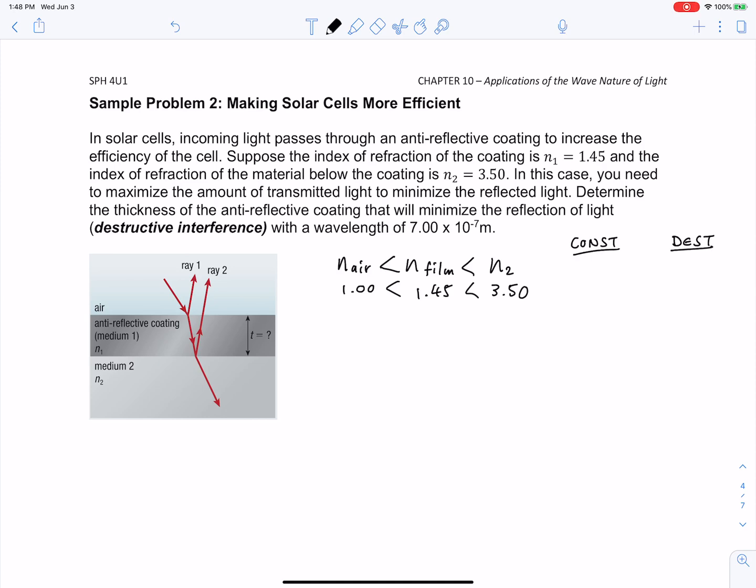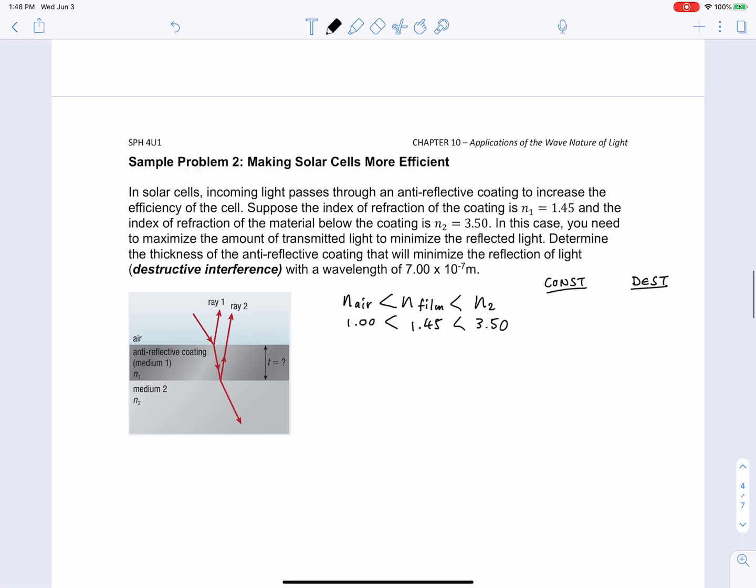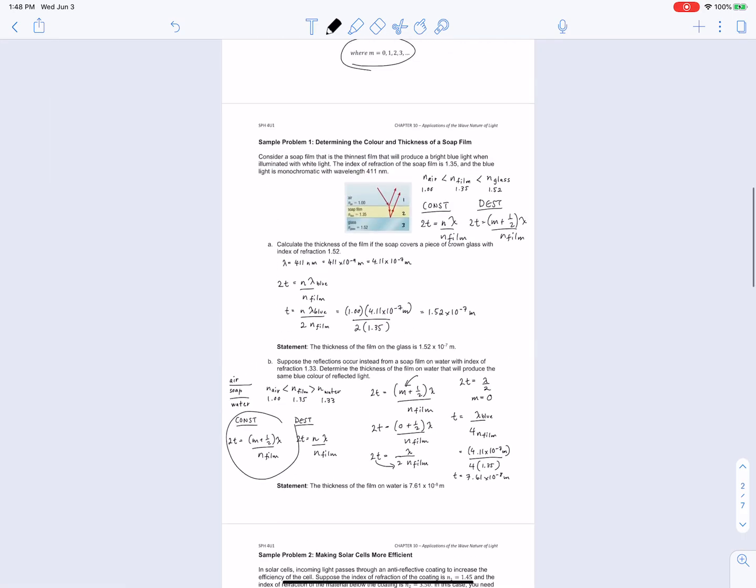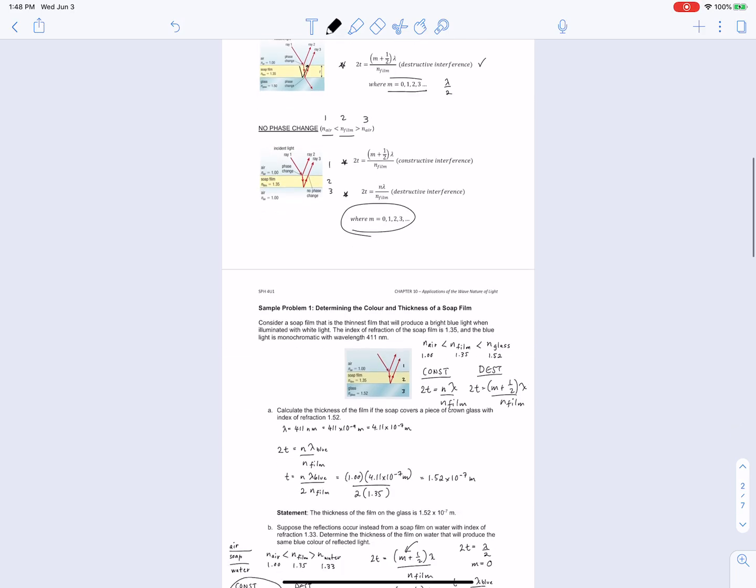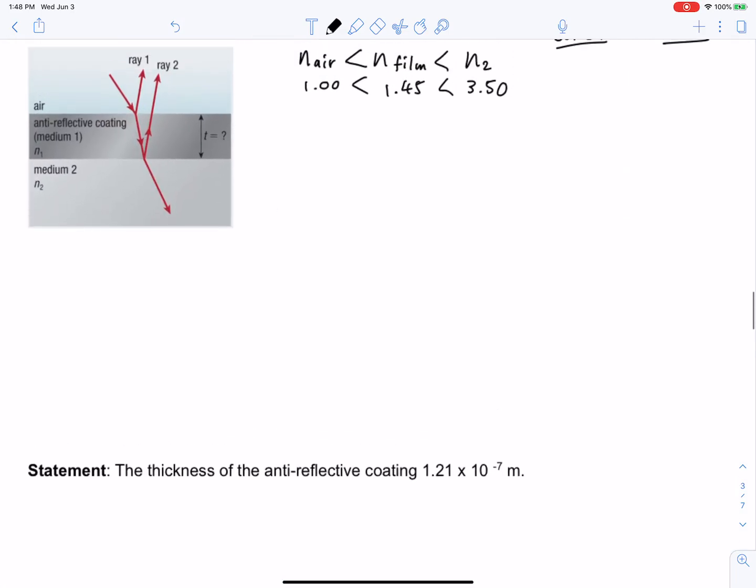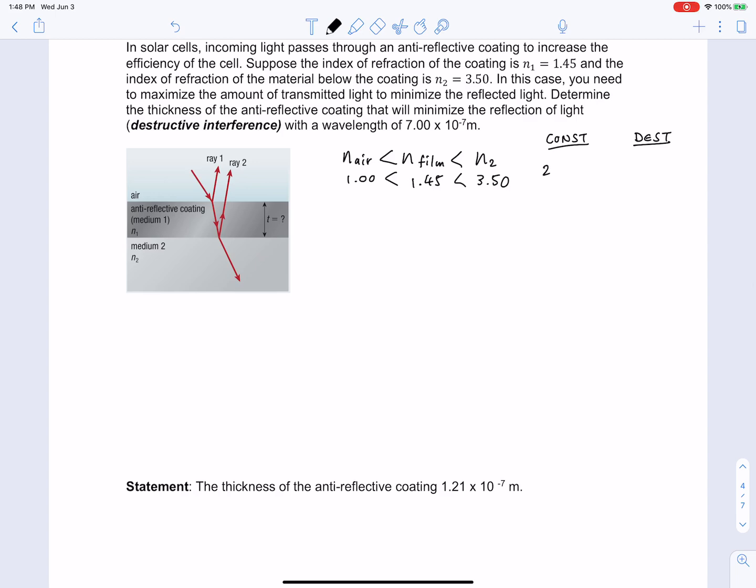where we know from up above, we have 2t for constructive interference is equal to m lambda over n film, and for destructive interference, 2t is equal to m plus 1/2 lambda over n film.